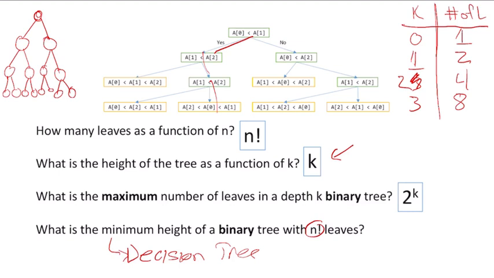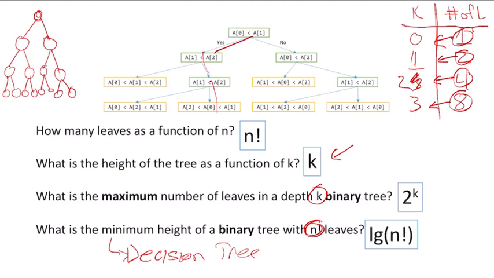Well, this is going to be the reverse operation of what we just did. So if I have 8 leaves, what's the minimum height? It's going backwards to these other values. So my minimum height is, instead of going 2 to the k, I'm going to have log base 2. And instead of k, I'm going to have n factorial leaves, because I was talking about k up here, n factorial here. So I'm going to have log of n factorial. That's the minimum height of a tree with n factorial leaves.